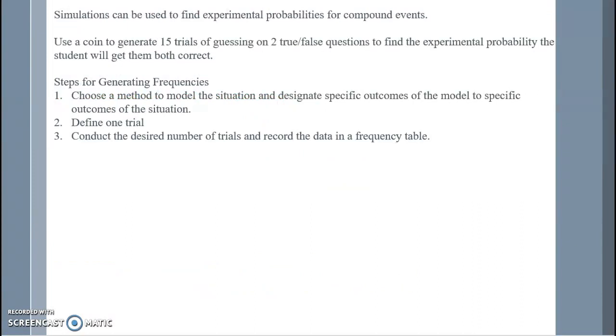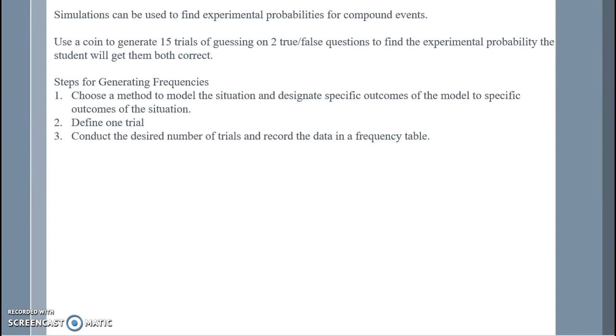We'll pause here. The last part of statistics and probability is to use simulations to find experimental probabilities for these compound events. So let's use a coin to generate 15 trials of guessing on 2 true and false questions to find the experimental probability the student will both get them correct.